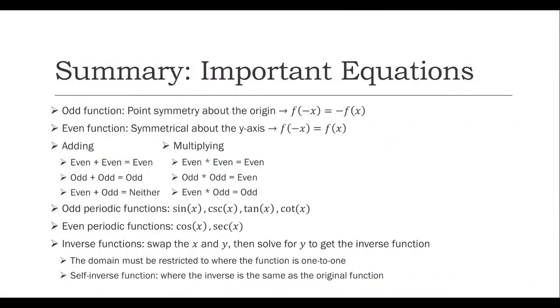So in summary, our odd function has point symmetry about the origin and is when f of negative x equals negative f of x. Our even function has symmetry about the y-axis, and our f of negative x equals f of x. When adding odd or even functions, our even plus even equals even, odd plus odd equals odd, and even plus odd equals neither. When multiplying, even times even is an even function, odd times odd is even, and even times odd is odd. Our odd periodic functions are sine of x, cosecant of x, tangent of x, and cotangent of x. And our even periodic functions are cosine of x and secant of x.